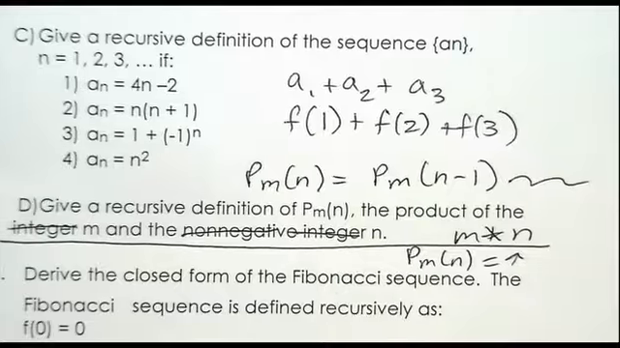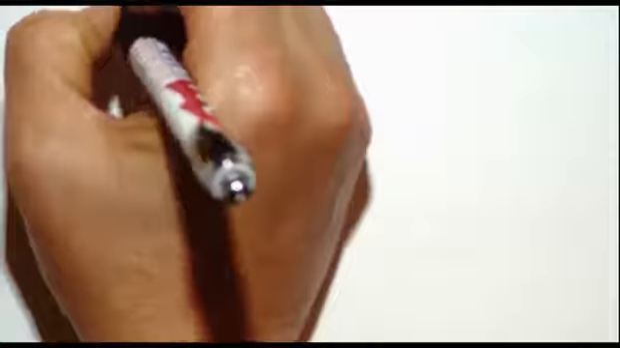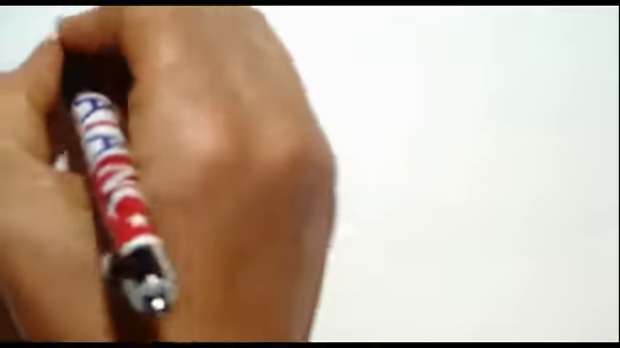Okay, so we're going to derive the closed form for a recursive sequence. What's the difference between S of n and F of n? Nothing. It's just different letters. There's no difference.